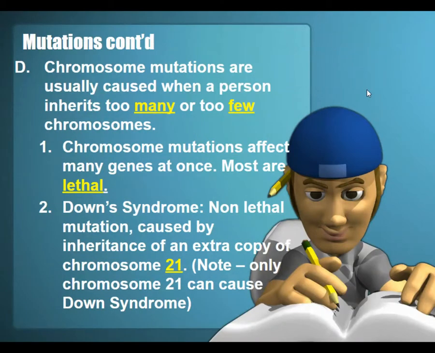Chromosome mutations are usually caused when a person inherits too many or too few chromosomes. Chromosome mutations affect many genes at once, and most of them are lethal. Down syndrome, which is a non-lethal mutation, is caused by the inheritance of an extra copy of chromosome number 21. And note, it is only chromosome 21 that can cause Down syndrome. It has to do with the specific genes that are located on that chromosome.